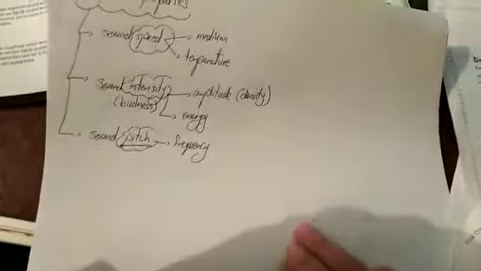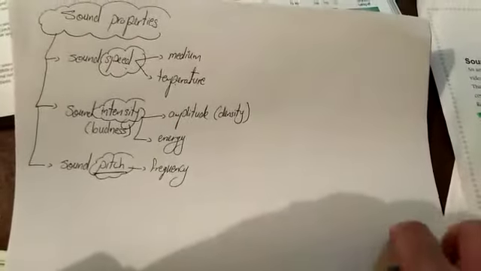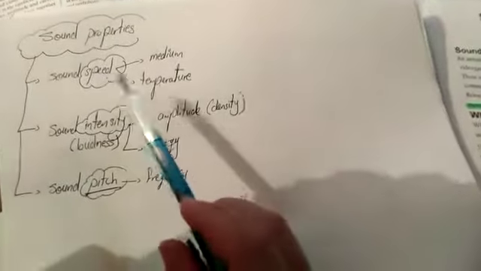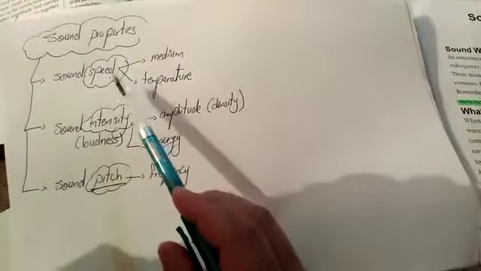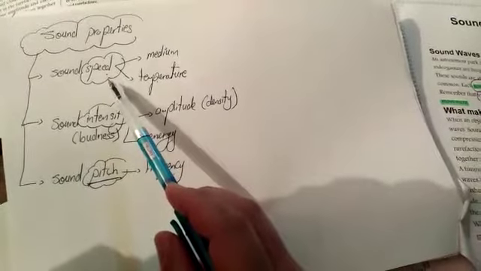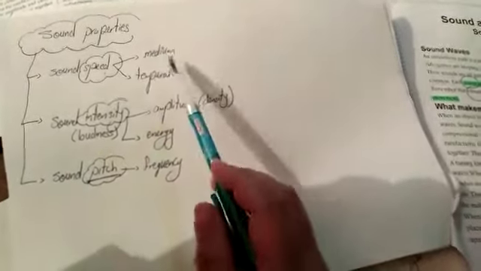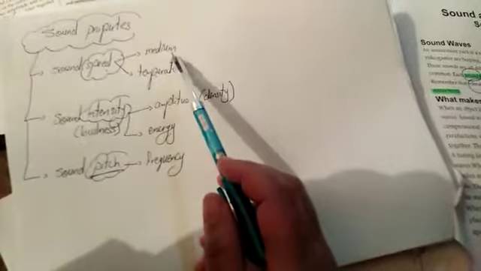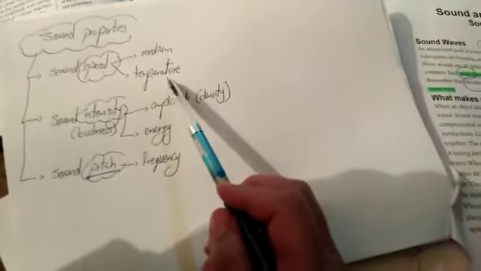We have some properties of the sound wave we're going to study in this lesson. We have 3 properties of the sound wave: the sound speed, the sound intensity or loudness, and the sound pitch. What's meant by the sound speed? It's the speed by which the sound wave can travel through different mediums, and it depends on 2 factors: the medium itself, and the temperature of the medium.